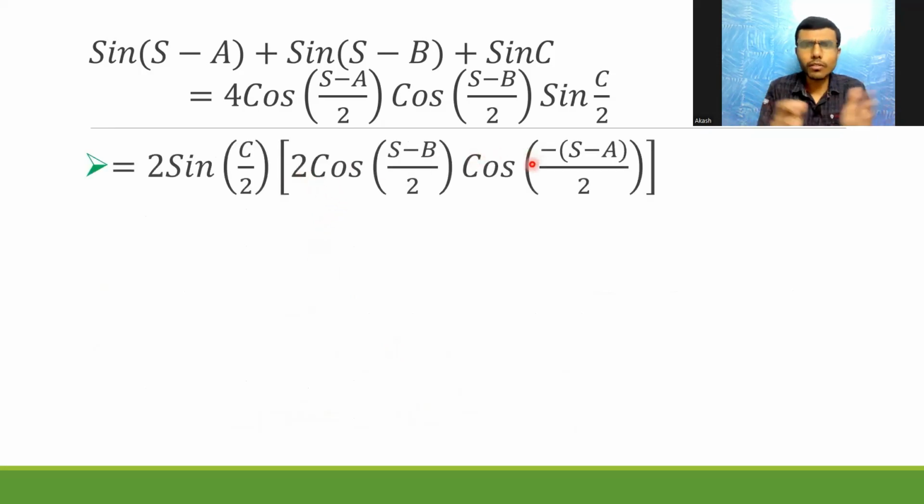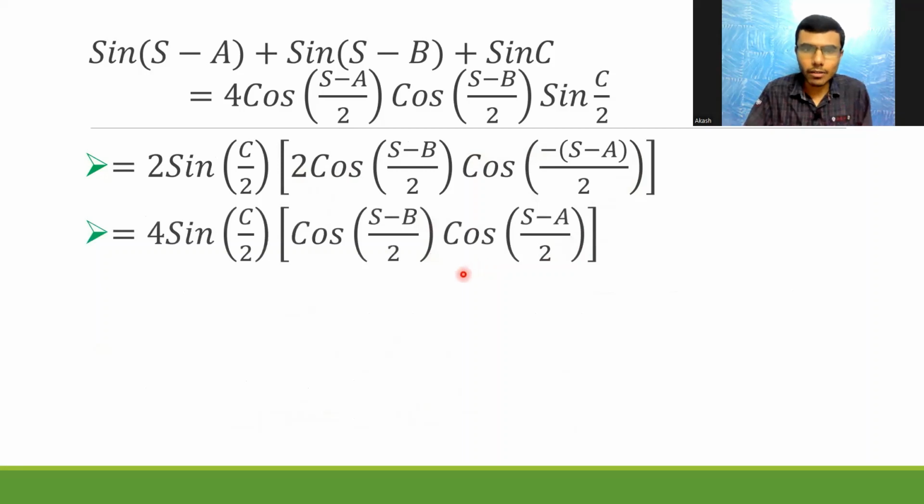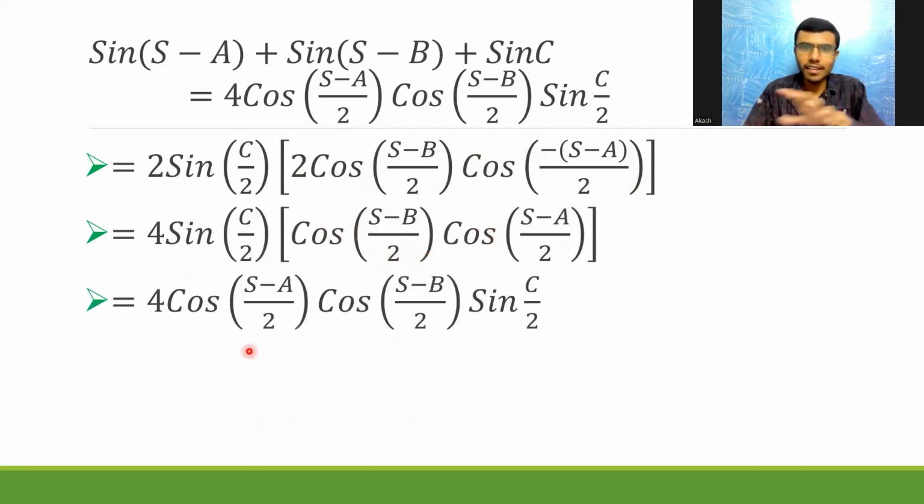Okay. Now what is cos of minus theta? It's plus cos theta. So this would be nothing but cos s minus a by 2. Now just a little rearrangement. Bring cos s minus a by 2 in the beginning and cos s minus b by 2 adjacent to this, and sin c by 2 at the end. That's it. You can refer to the top of the slide. We got what is asked.